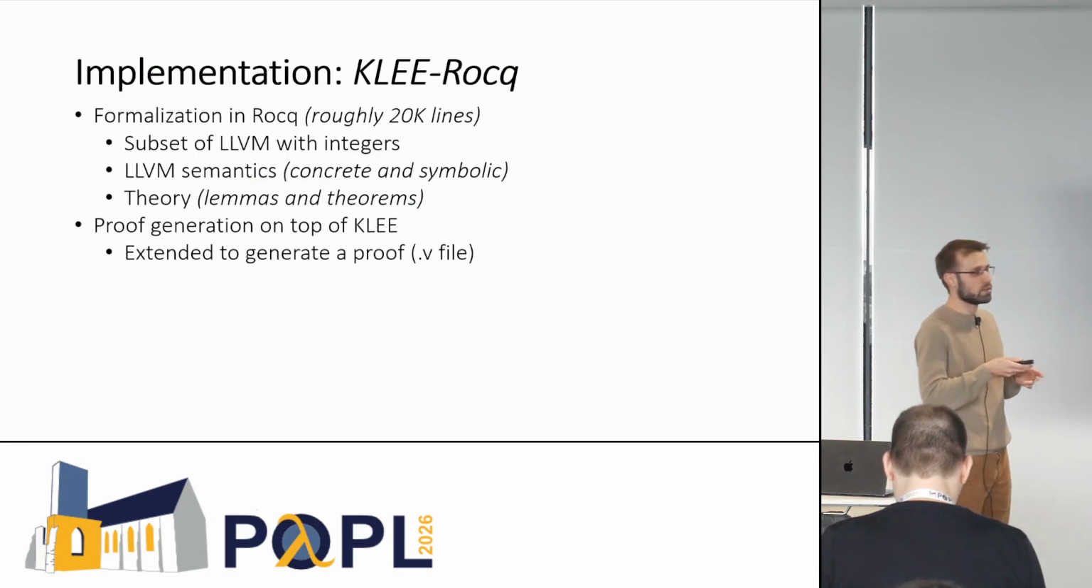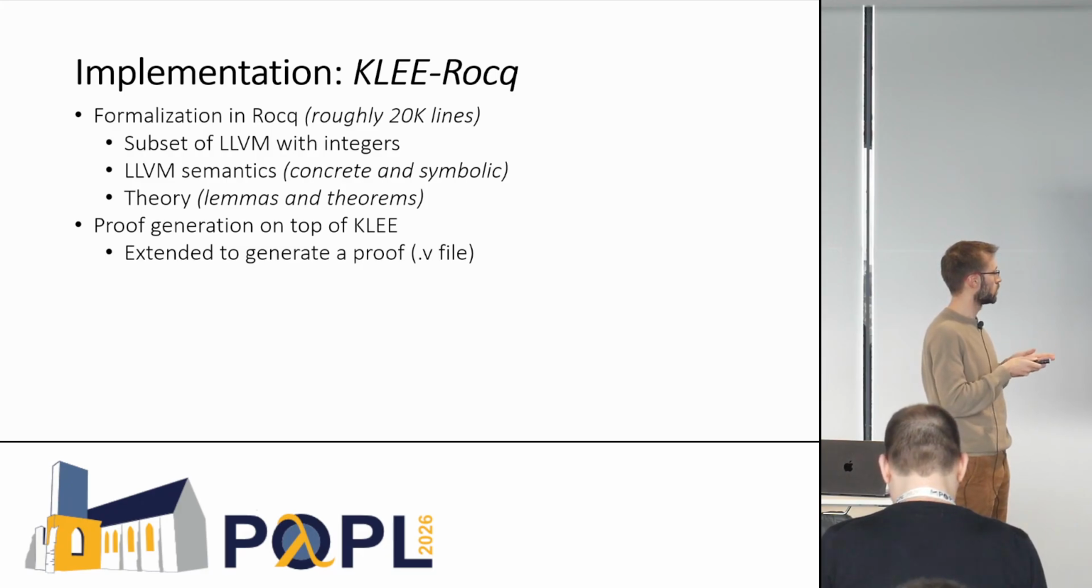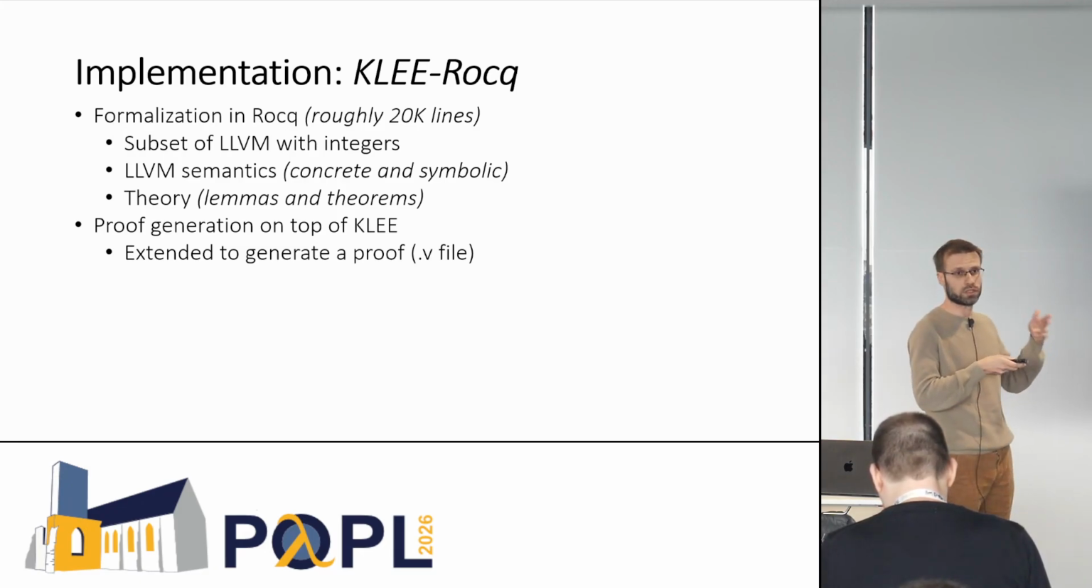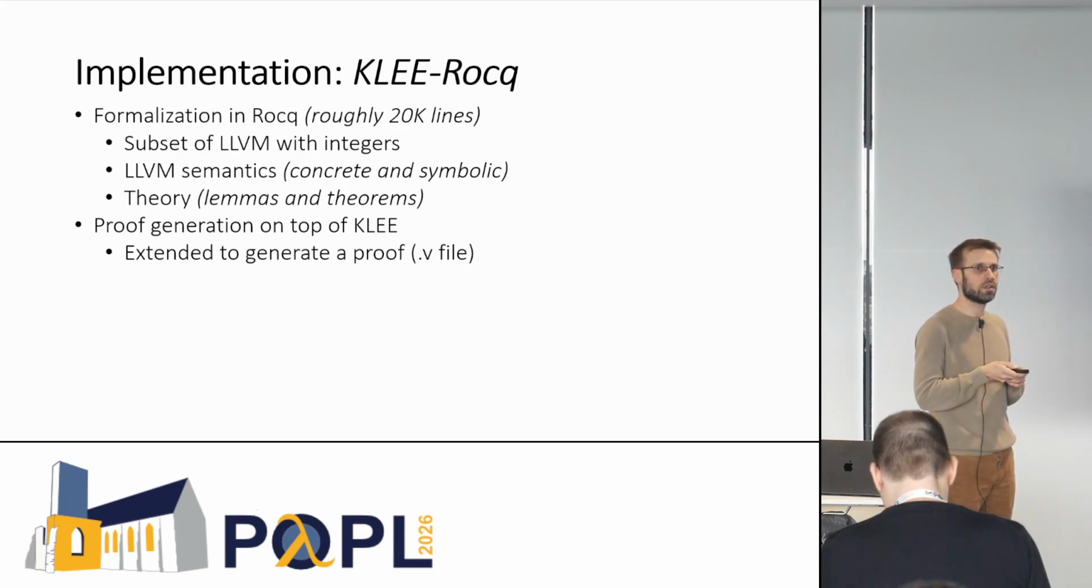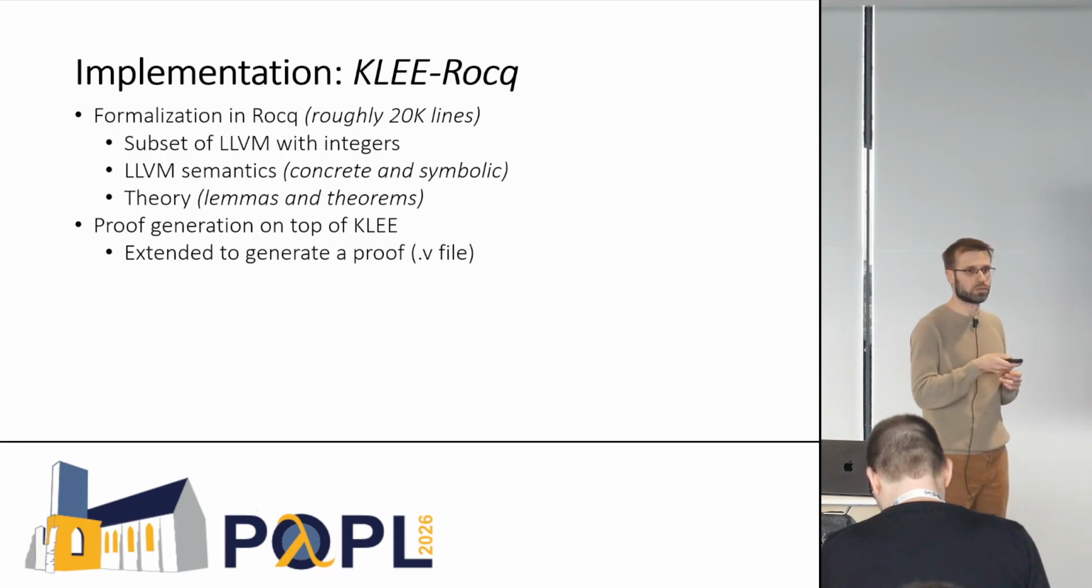So a bit about the implementation. We developed a formalization in Coq, roughly 20K lines. And in this work, we model a subset of LLVM with integers. So what it contains, we have the semantics, concrete and symbolic semantics, and also some theory, some of which we mentioned before. And then we extended CLI to generate proofs based on this formalization.